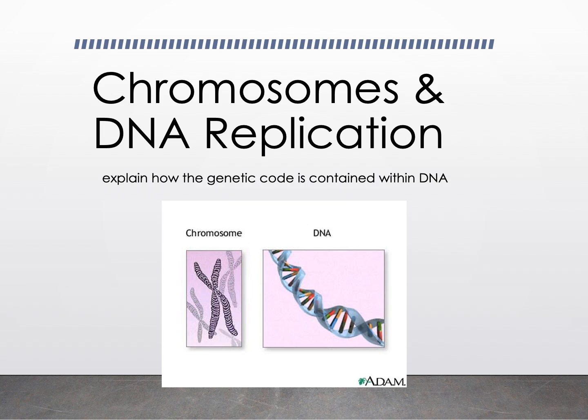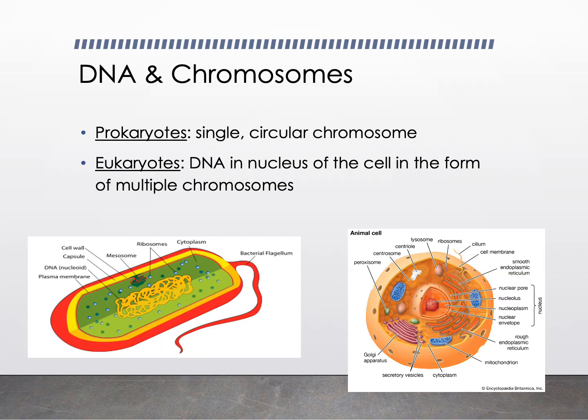Okay, we're going to look at chromosomes and DNA replication. This is going to explain how the genetic code is contained within our DNA. When we're looking at the DNA and the chromosomes, there's two types of cells.